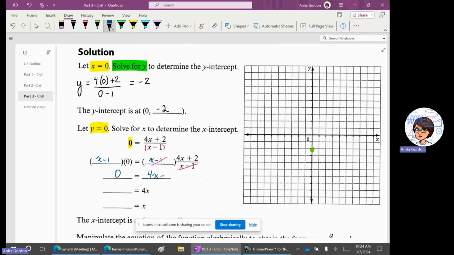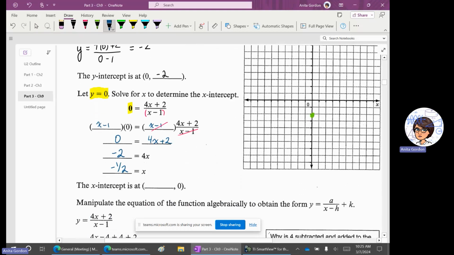I have 4x plus 2. I'm going to move the 2 over to the other side, so minus 2 from both sides. Divide by 4, and that leaves me with -1/2. So my x-intercept is at (-1/2, 0). Let's put that on the graph right there.